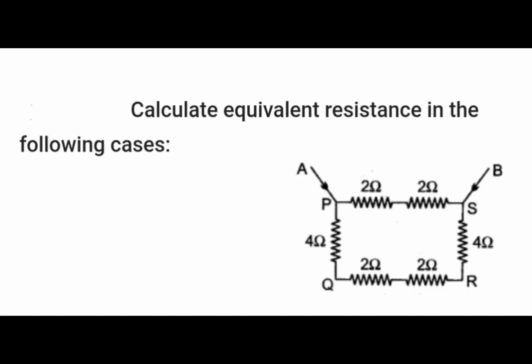Okay, let us move on to the next question. Calculate equivalent resistance in the following cases. So observe the circuit diagram. Here you can see 4 different points P, Q, R, S. 2 resistors are connected between P and S. 2 more resistors are connected between Q and R, and 1 resistor is connected between P and Q, and 1 more resistor is connected between S and R.